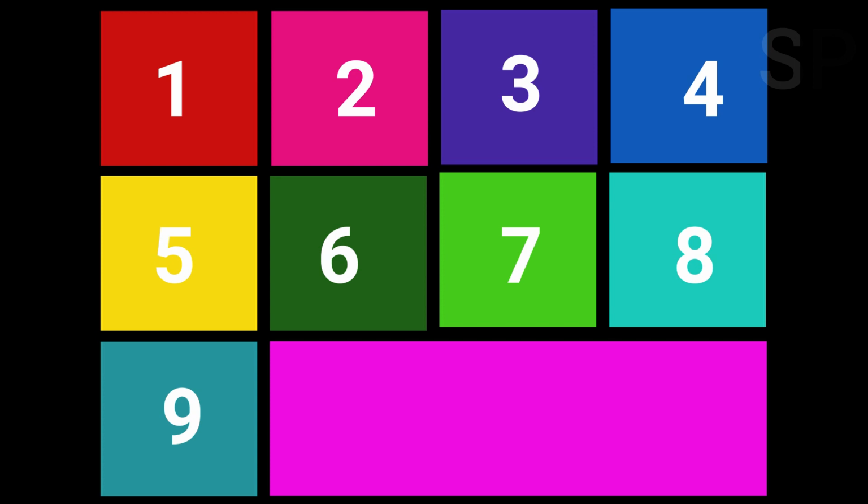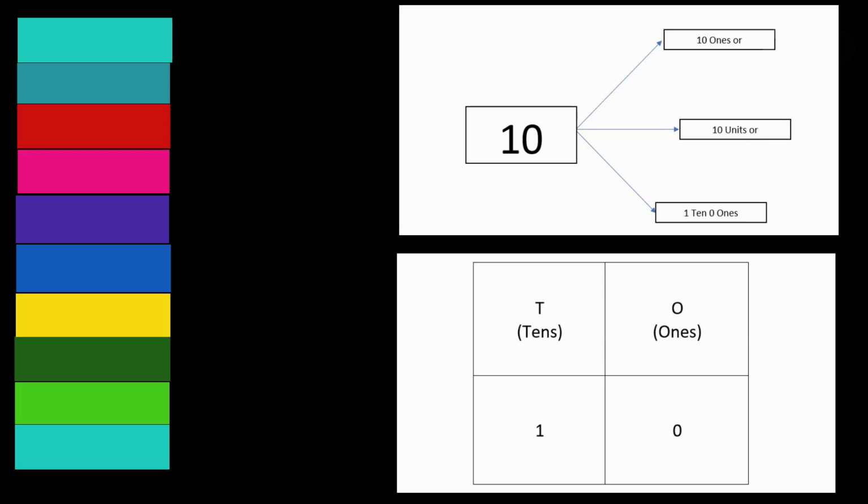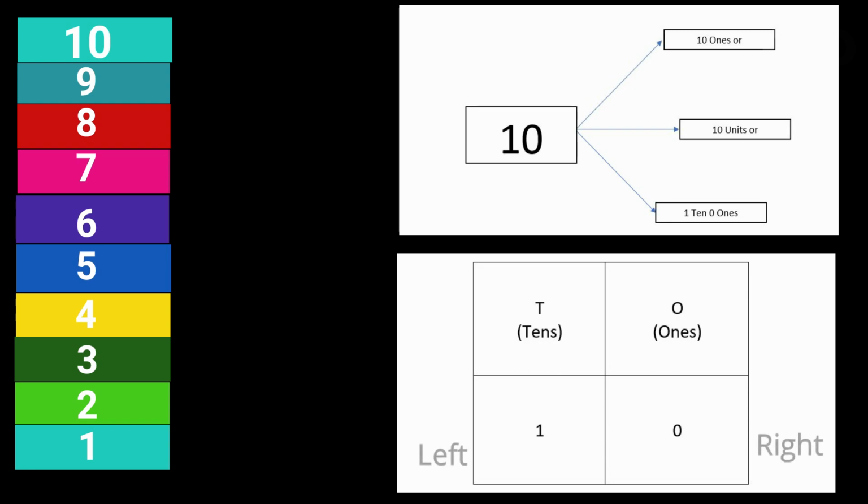And the next number is 10. That is, 10 is a double digit number. Let us learn what exactly 10 means. There are 9 blocks here and one more block make 10. Number 10 is the first and smallest two-digit number.